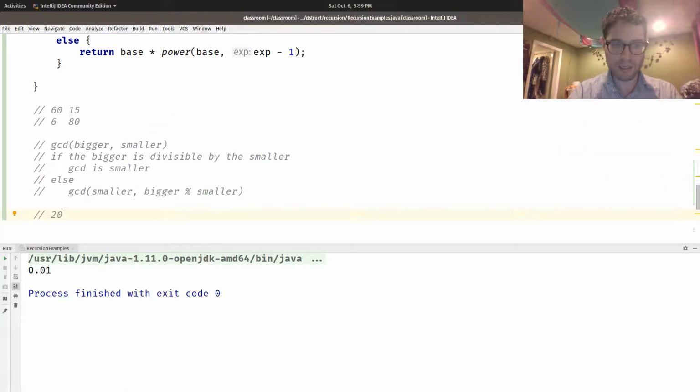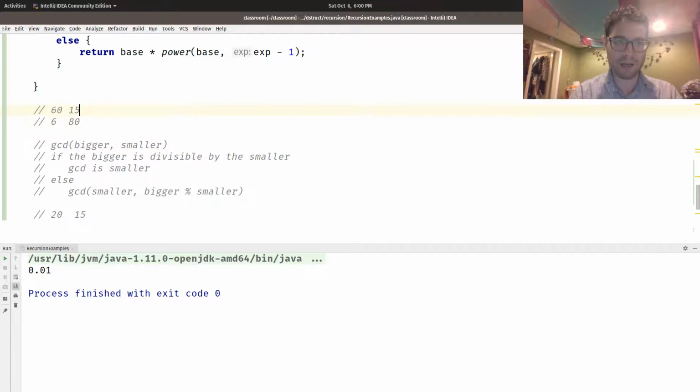So it's 20 and 15. This is our bigger, this is our smaller. I'll always put the bigger on the left. So is the bigger divisible by the smaller? No, it is not. 15 does not divide 20 cleanly.